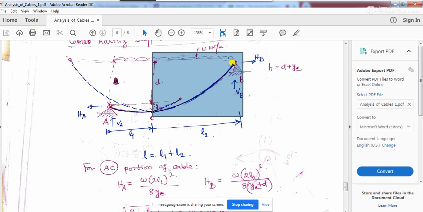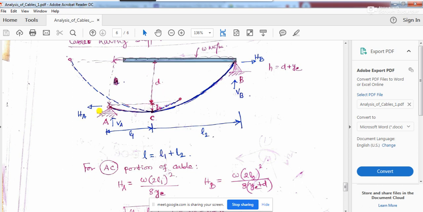And you see, this support, if I draw a horizontal line from here, you see the dip of the cable will be from that horizontal line to this point. Okay, so how much will it be? Let's say from this horizontal line, that means from this support to this point, the distance is yc, and from this horizontal line to this support, that means the difference of the height of the support.